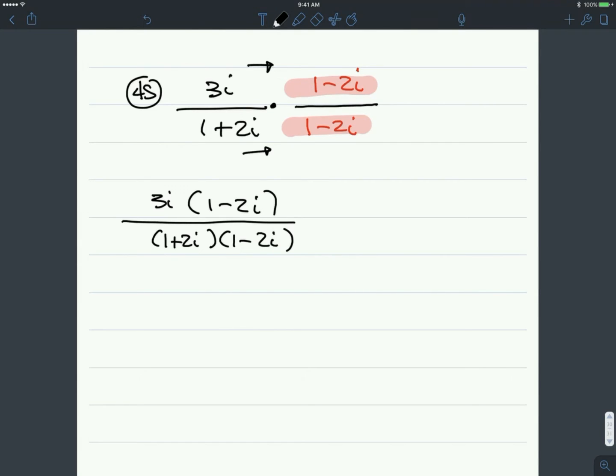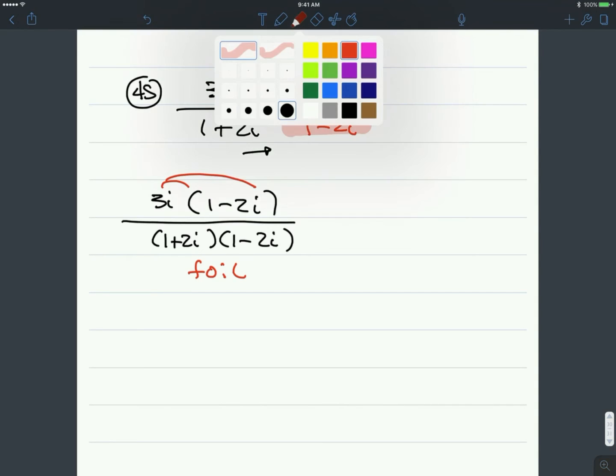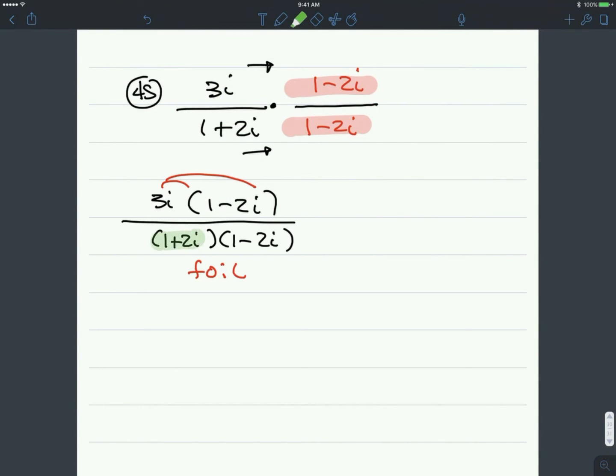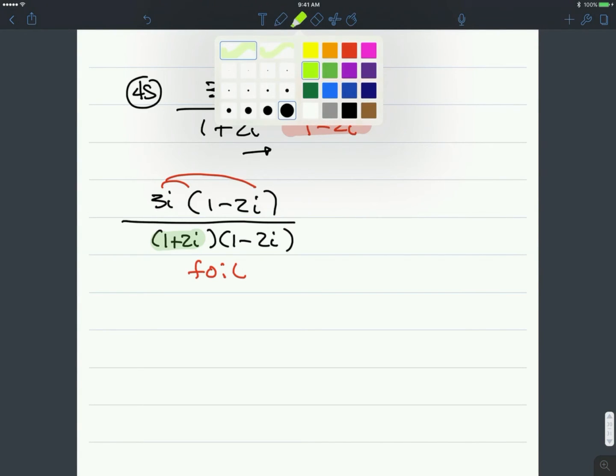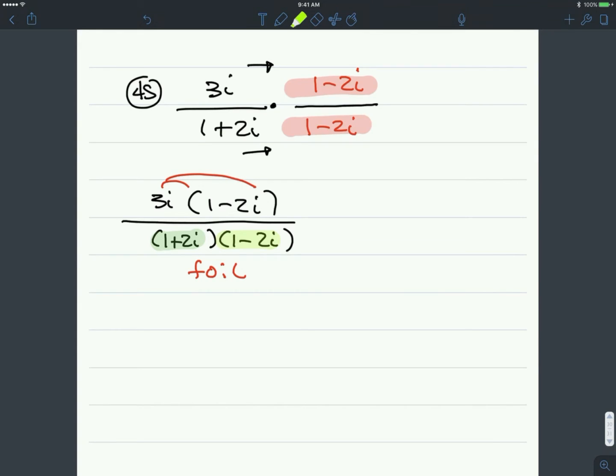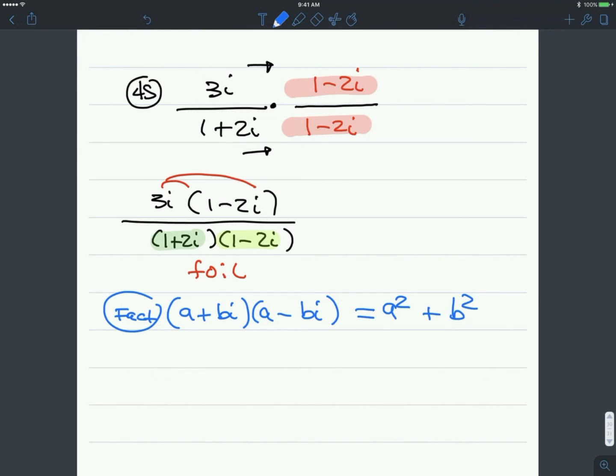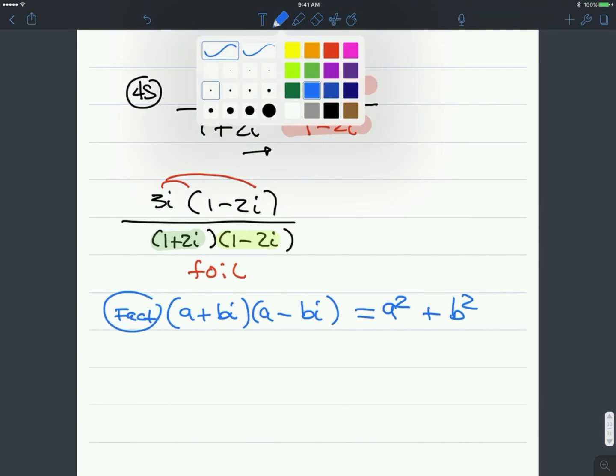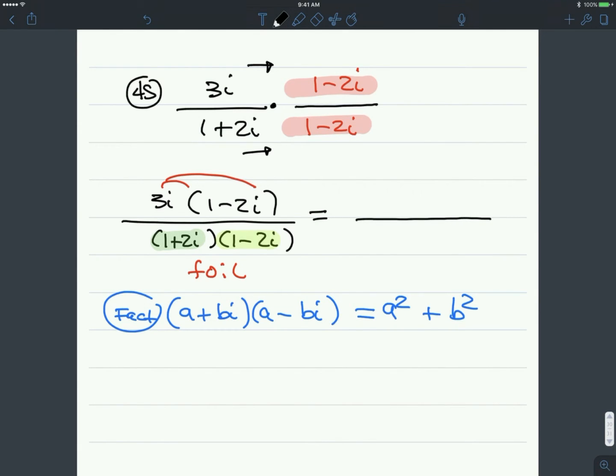Now, consider what happens here. On top, I just use my distributive property. On the bottom, I use FOIL. But there's something special about using conjugates. If you guys remember, I have 1 plus 2i, and then I have not 1 plus 2i again, I have 1 minus 2i. I have its conjugate. So let's recall the fact that we use. Here's our fact. We have a plus bi times a minus bi. When I multiply conjugates together, that's a squared plus b squared. There's no imaginary component. This is a real number. This is what we're going to use for our denominator. So in the denominator, we end up with 1 squared plus 2 squared. We're going to evaluate that.